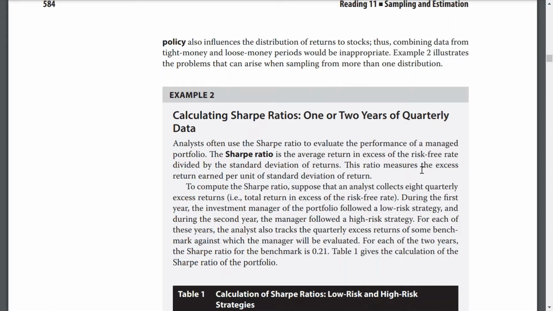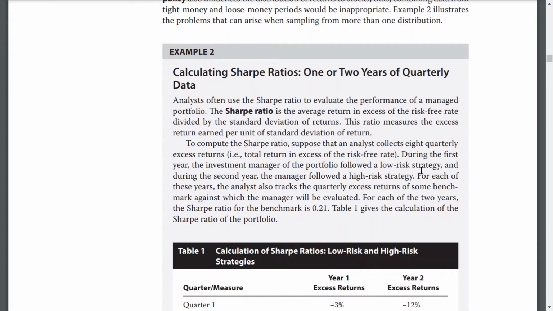Analysts often use the Sharpe ratio to evaluate the performance of a managed portfolio. The Sharpe ratio is the average return in excess of the risk-free rate divided by the standard deviation of returns. This ratio measures the excess return earned per unit of standard deviation of return. To compute the Sharpe ratio, suppose that an analyst collects 8 quarterly excess returns, i.e. total return in excess of the risk-free rate.